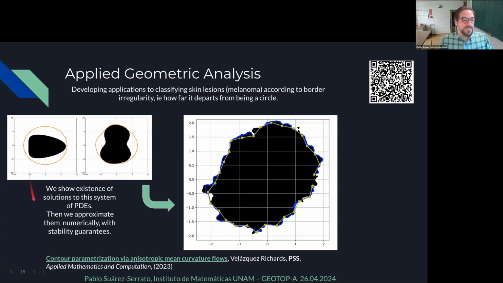In order to perform this, well, we first have to show the existence of solutions to a system of PDEs, and then we approximate these numerically, and we give stability guarantees so that we know that these things are actually doing what we say that they're doing. And you can also look up the repo for this online, and you can check out the paper using this QR code if you're interested.